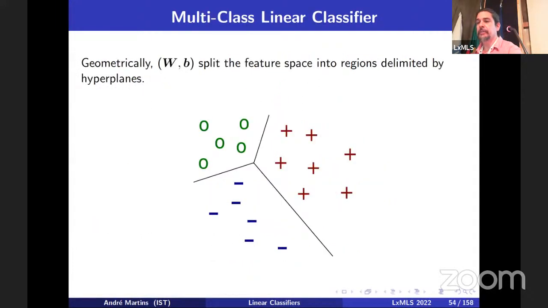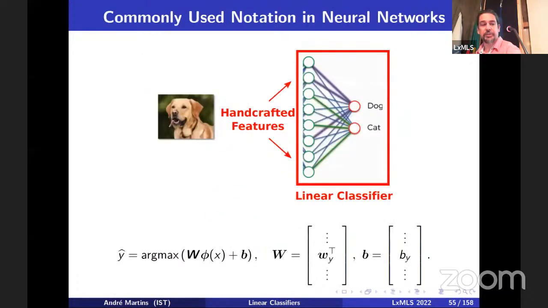So geometrically, these classifiers are going to split the feature space into regions which are delimited by hyperplanes. So you have something a little bit more like this, instead of the single hyperplane as we had in the binary case. You can also think of these in terms of a neural network. If you have more than two outputs in your neural network, then it's common to use this notation where we just multiply using matrix notation. We multiply our weight matrix W by the feature vector phi of x. This is going to result in a vector with dimensionality equal to the number of labels. We add the bias vector, and then we pick the index of this vector that has the maximal value. This is the argmax of the vector, and the result is going to be the index that corresponds to our predicted label.